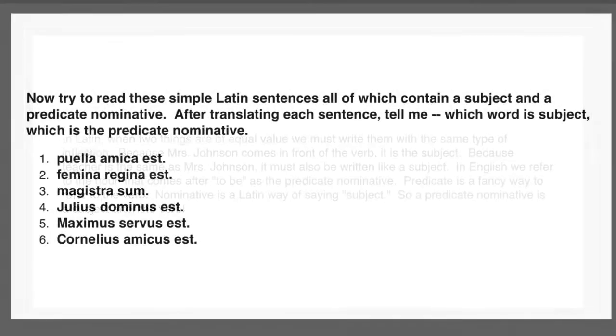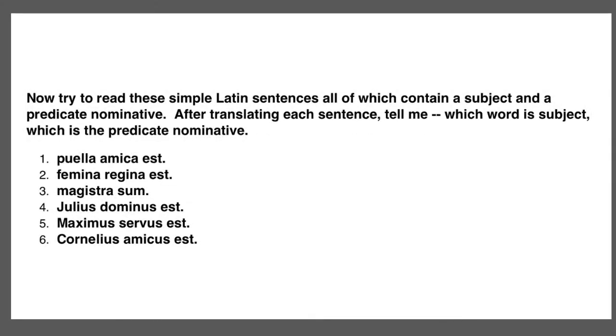Now try to read these simple Latin sentences, all of which contain a subject and a predicate nominative. After translating each sentence, tell me which word is subject and which is the predicate nominative. I will read the sentences for you. If there is some vocabulary you don't know, you can find it on the vocabulary list, which is attached to this page. Sentence 1. Puella amica est.